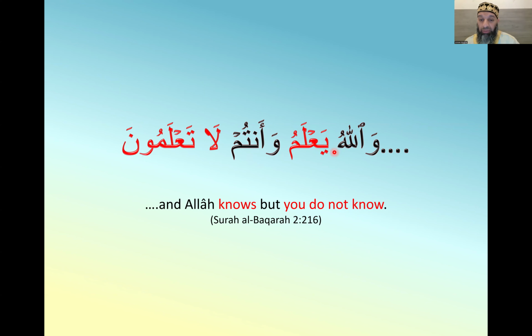And that comes from this table here. Ya'lamu, ta'lamu, ta'lamuna. You'll notice alima is the root word, so you know it's got something to do with to know. So reading it out again, it's Wallahu ya'lamu wa antum la ta'lamun.